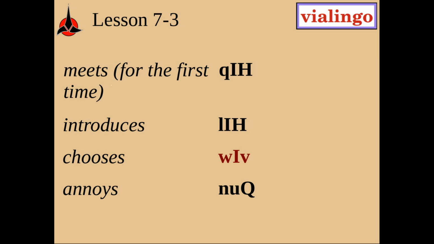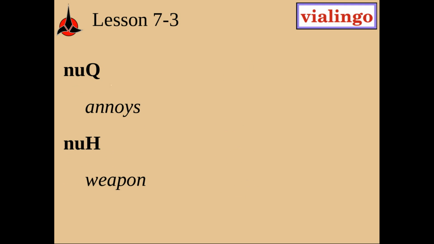Chooses is with. Imagine that, with your permission, we will choose one immediately. With. Annoys is nach. Imagine you annoy the Queen by stealing all her nukes. Nach. You should now be able to remember the difference between nach, which means annoys, and nach, which means weapon, because only one of the images contains the Queen symbol.